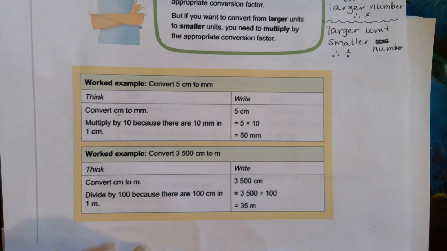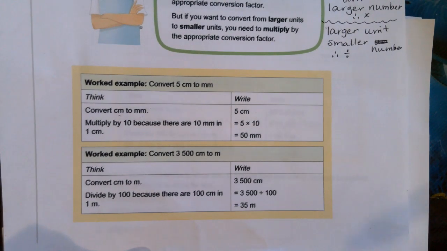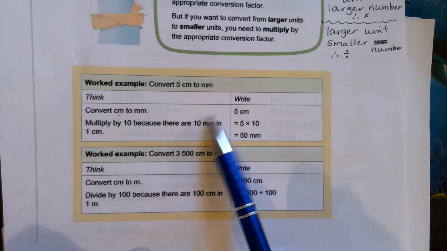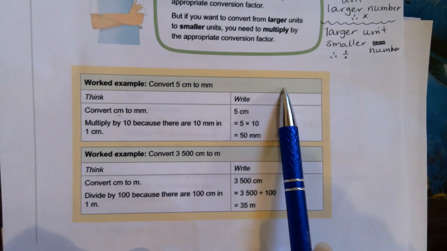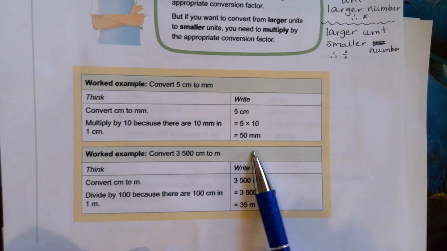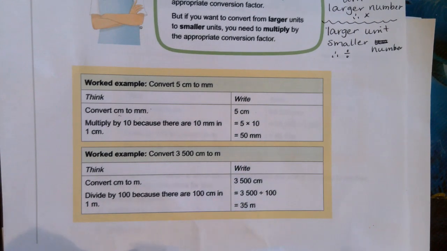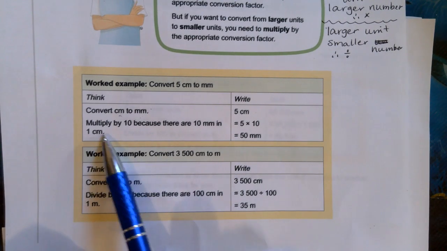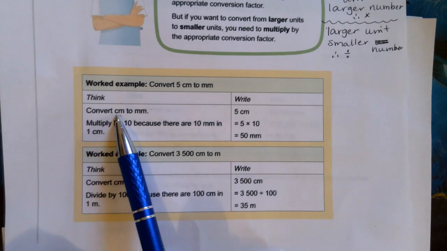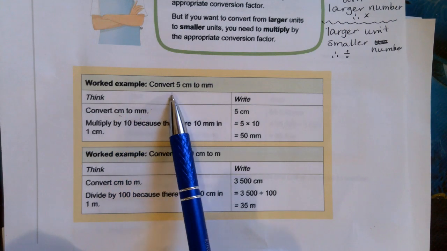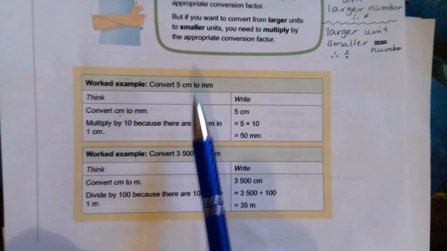We have here a couple of worked examples for you. So converting 5 centimetres to millimetres. I get my students to write this part down as an example in their books so that you can refer back to it when you are doing the problems. This is what you'll be thinking as you're doing it. So we're converting from centimetres to millimetres.